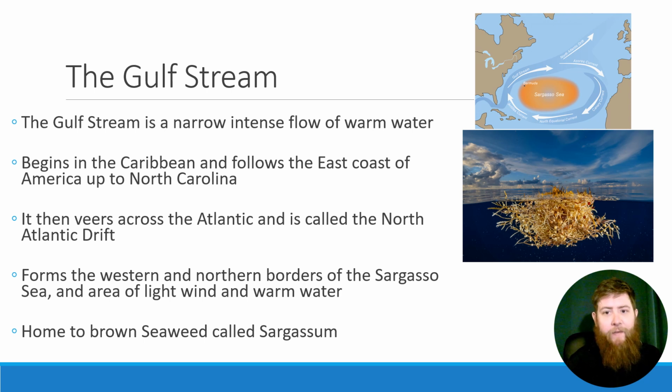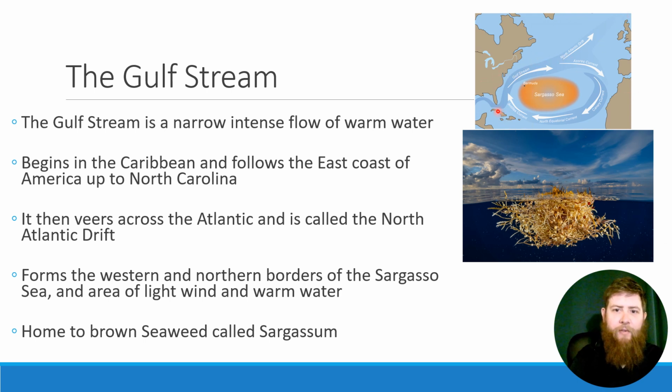The big one in the Americas that we talk about is the Gulf Stream. This is a really narrow, intense flow of warm water. The Gulf Stream is right here. It begins in the Caribbean, and it follows the east coast of the Americas up to about North Carolina, and then it veers across here and becomes the North Atlantic Drift.